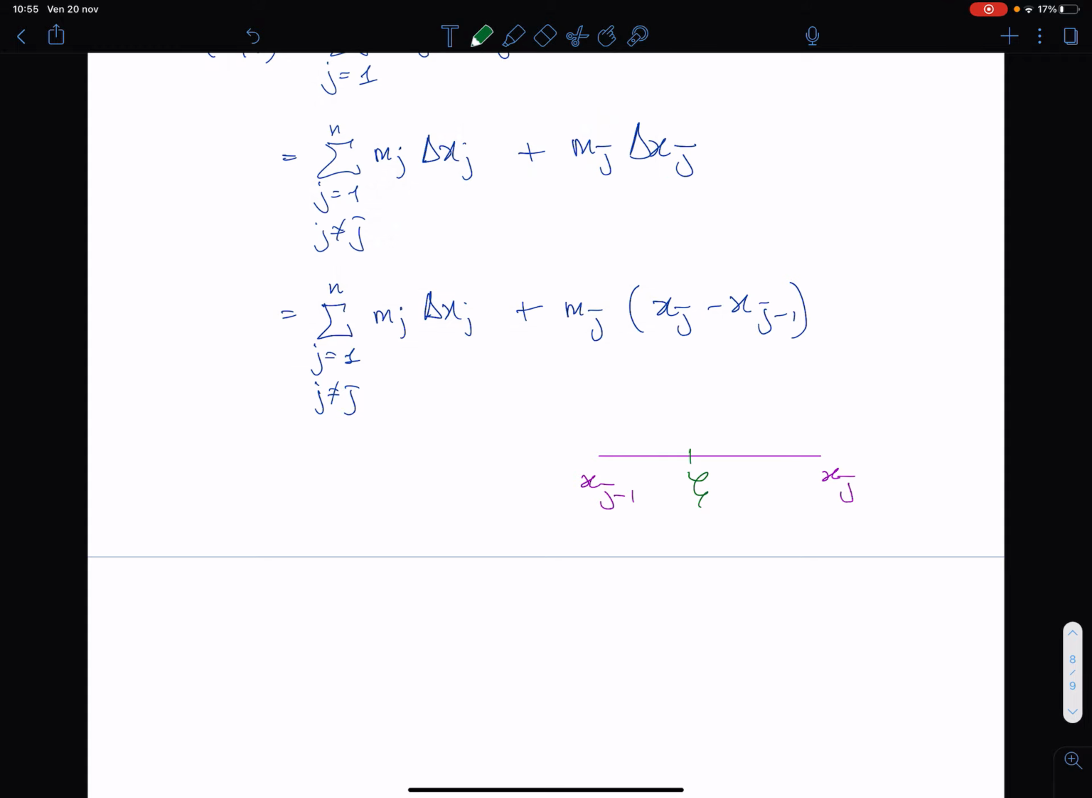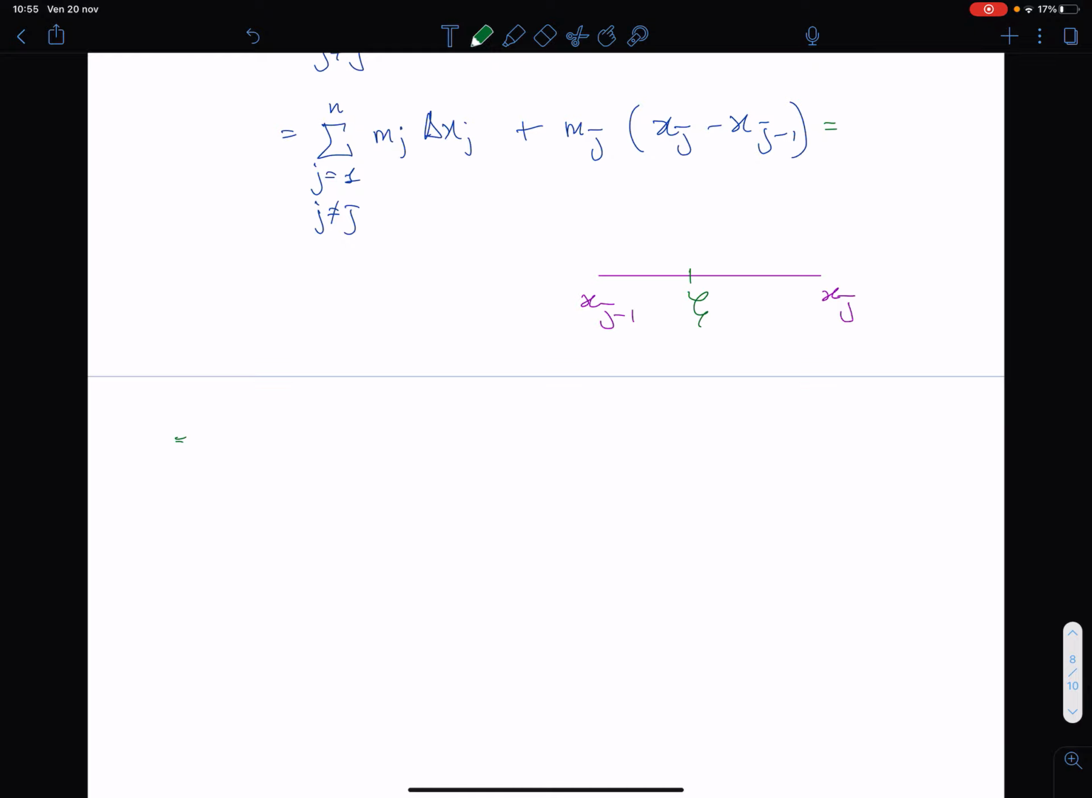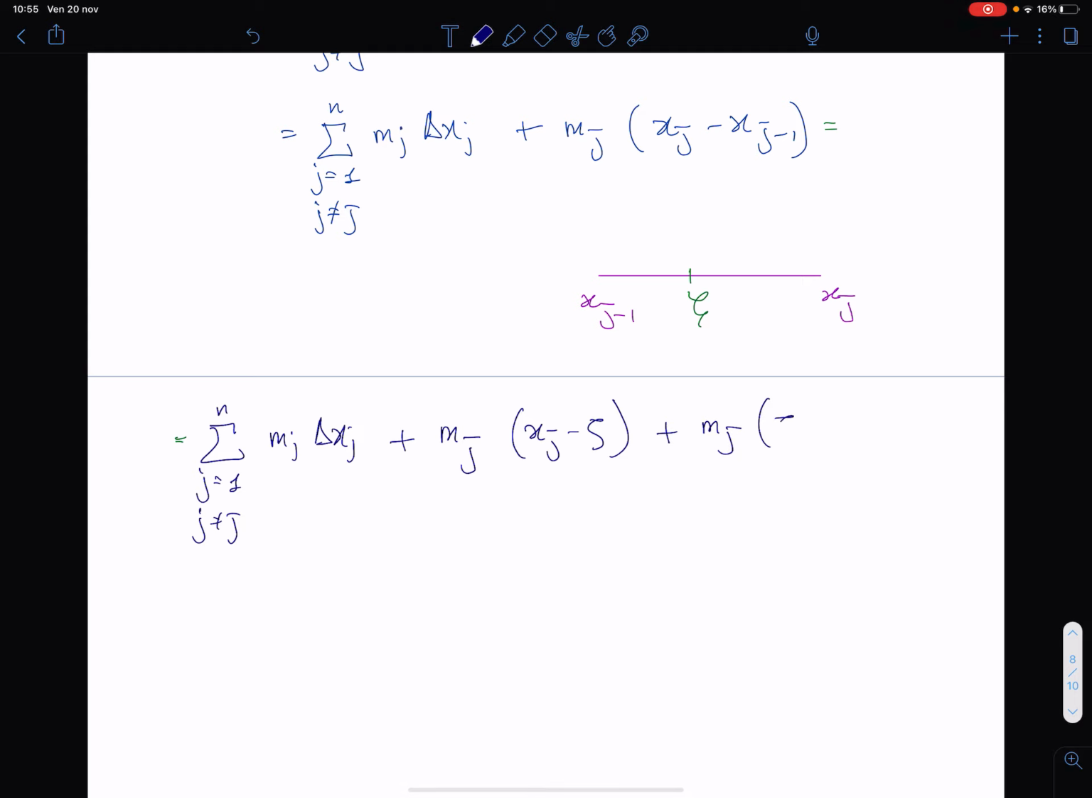Therefore, you can just rewrite the last term of the sum, leaving the first term untouched: m_j delta x_j plus m_{j bar}, and here you introduce Z. So you have (x_{j bar} minus Z) plus m_{j bar} (Z minus x_{j bar minus 1}). Okay.